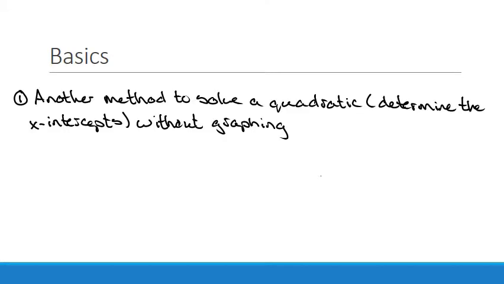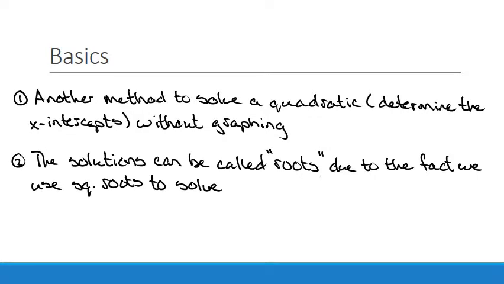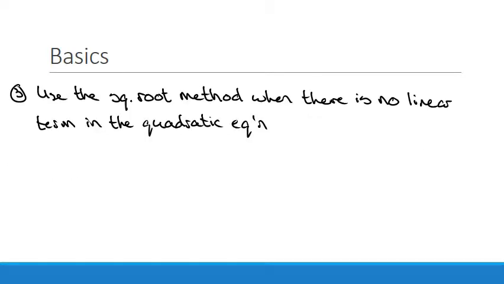So the first thing I want to talk about is that this is another method to solve a quadratic, which again means determine the x-intercepts without graphing. So we have the graphing method, we have the factoring method. Here's another method, the square root method. The solutions can be called roots due to the fact that we use square roots to solve. So sometimes people say determine the roots, which really means find those x-intercepts, and it just alludes to the fact that we're using the square root property.